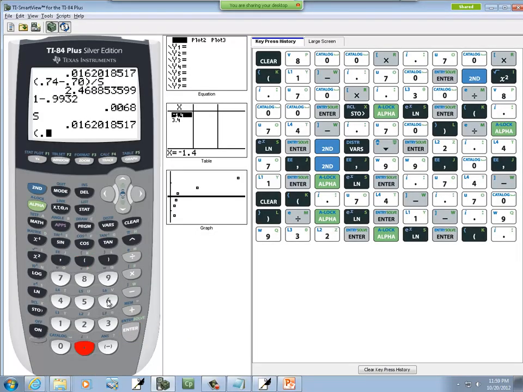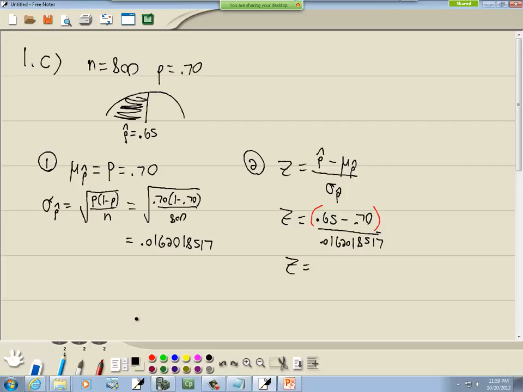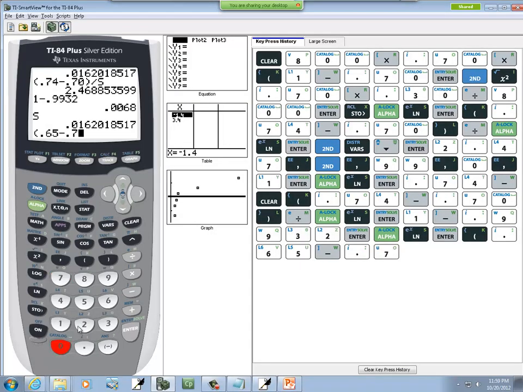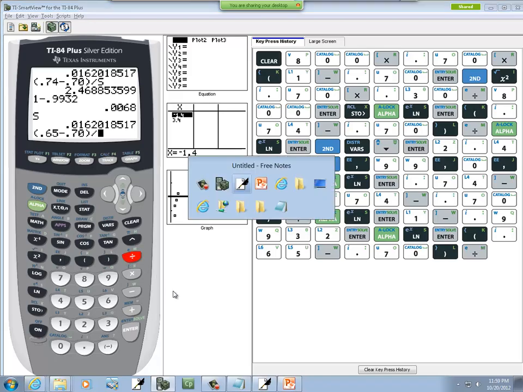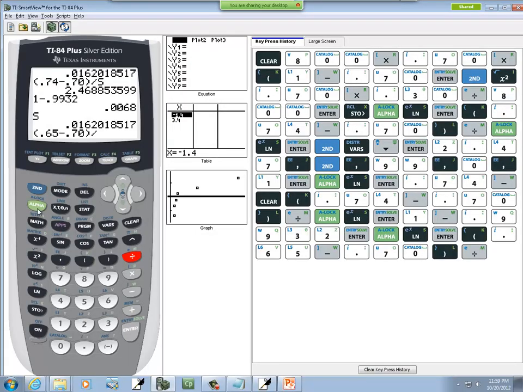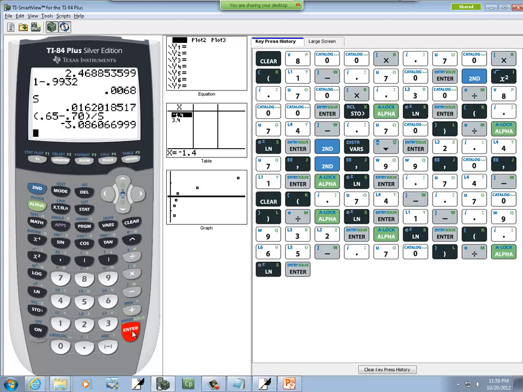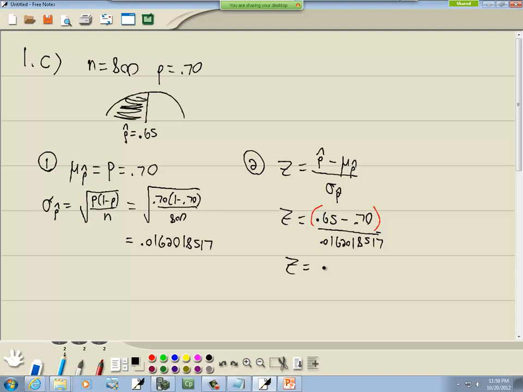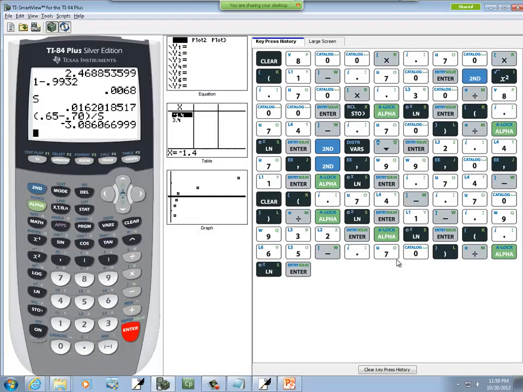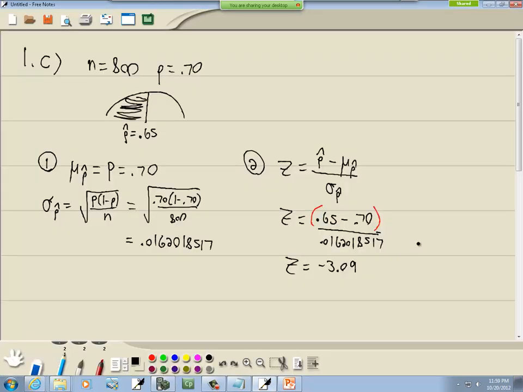So 0.65 minus 0.70, closing parentheses, divided by, and I stored that in S, so I'm going to do alpha ln to get that, and press enter. And I'll take it to 2 decimal places, so we get negative 3.09. I wonder if that's even going to be on our table. Now our picture looks like this. We got z is equal to negative 3.09, shaded to the left.